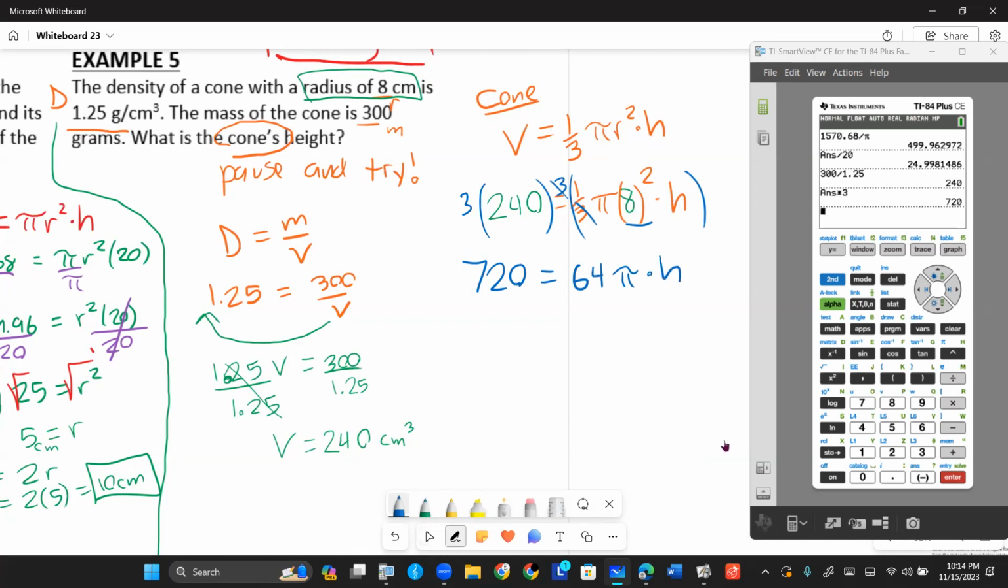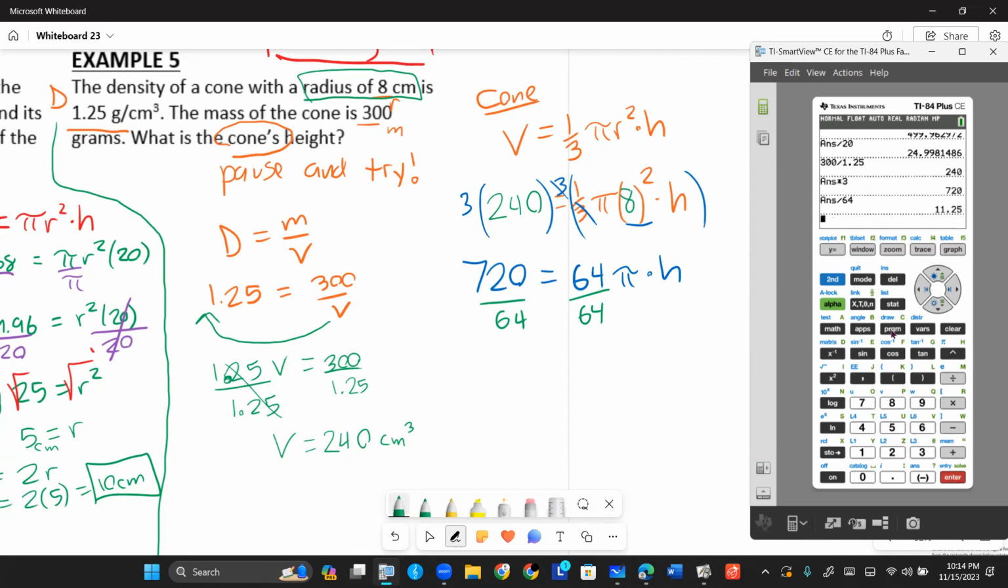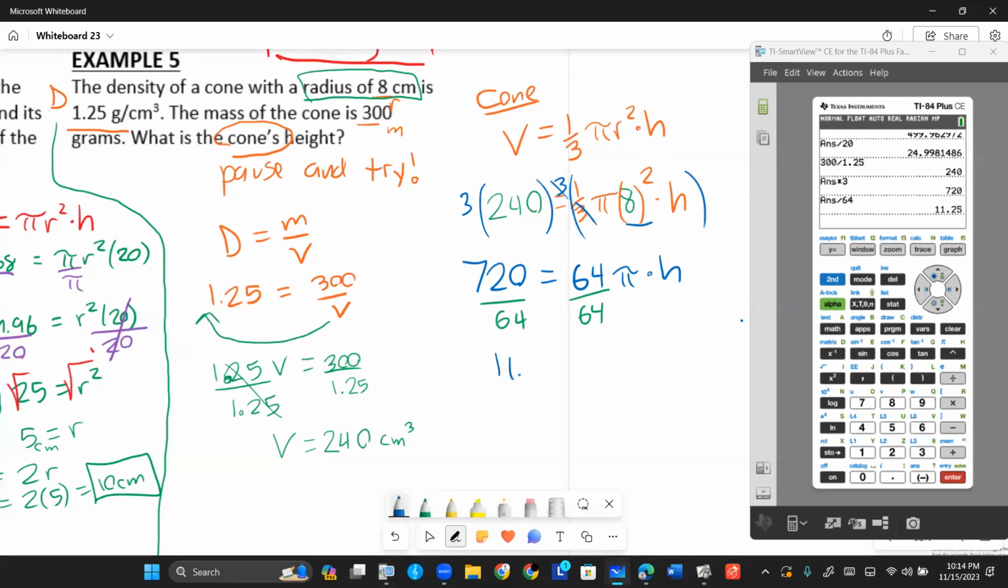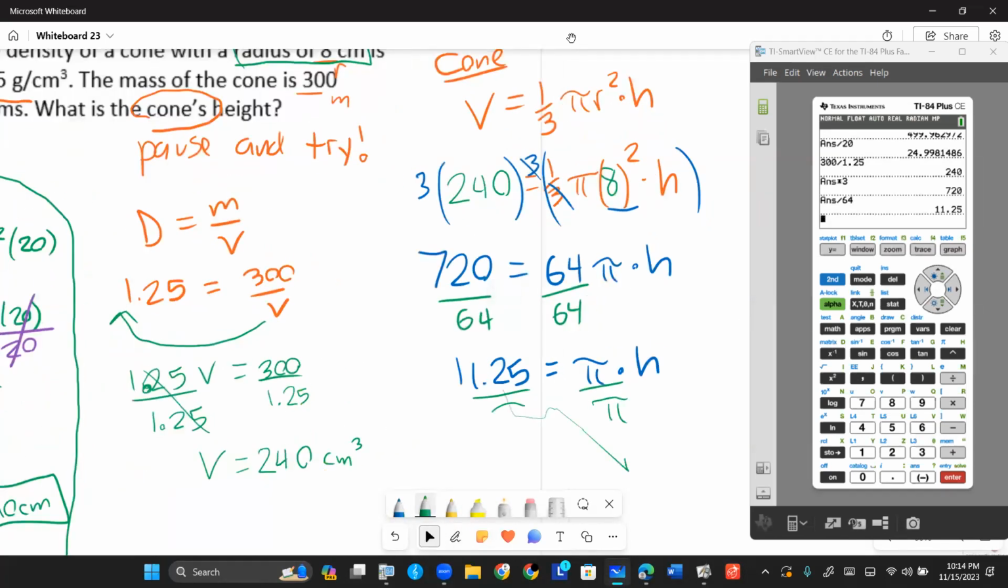Now I can divide both sides by 64. So I'll take that 720 and divide by 64. And that's 11.25. And now I just have pi times h. And the last step is to divide both sides by pi to get h by itself. So 11.25 divided by pi is going to get you about 3.58.